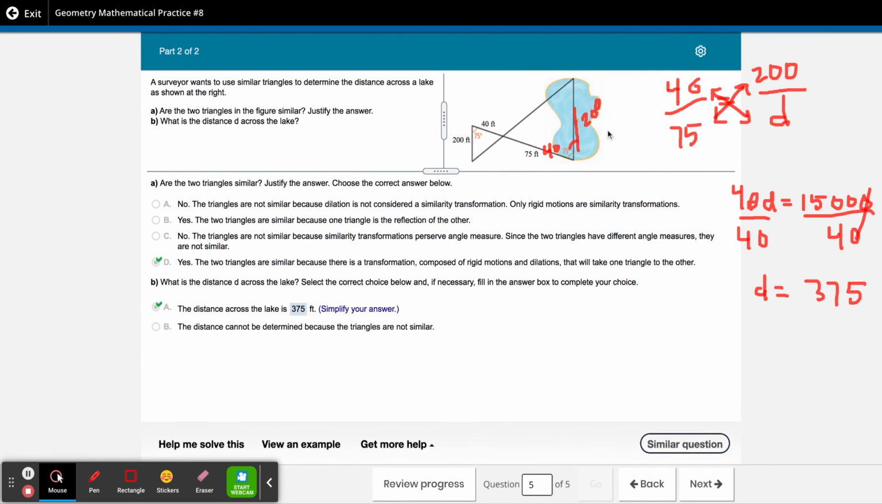So again, we're dealing with proportions with similar shapes. You have to be able to see the proportions, and you have to be able to set up the ratio so that you can find your missing point.